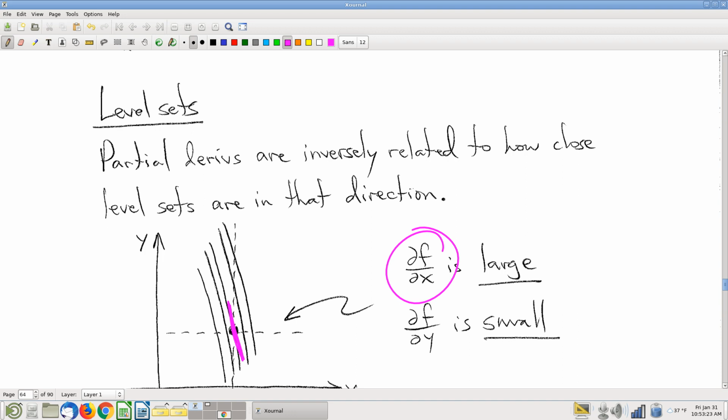Yes? So I was curious if the lines of level set are parallel to, for example, the y direction, that means the partial derivative in y is 0, right? Yep, that's right. Gotcha. Yep, absolutely.